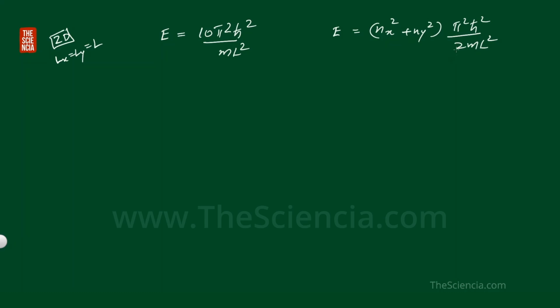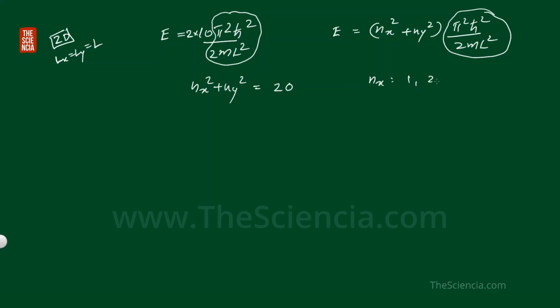Here what I am going to do first is multiply this term with 2 and divide with 2. So see, this term is common here and here. The remaining term, nx square plus ny square, is equal to 2 into 10, that is 20. Now we can consider the different combinations of nx, that is 1, 2, 3, and ny 1, 2, 3, etc. This is the procedure. First you take the lowest value of nx, that is 1 square, plus, here we want to get 20.